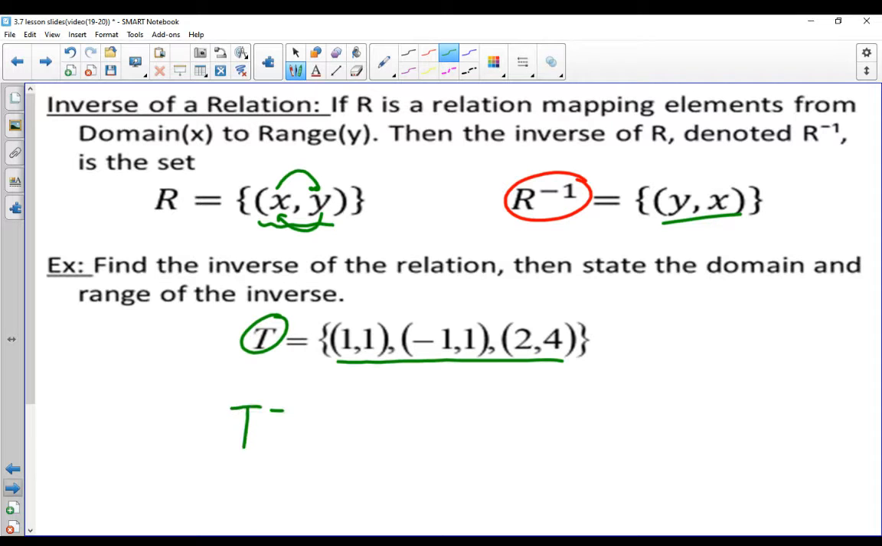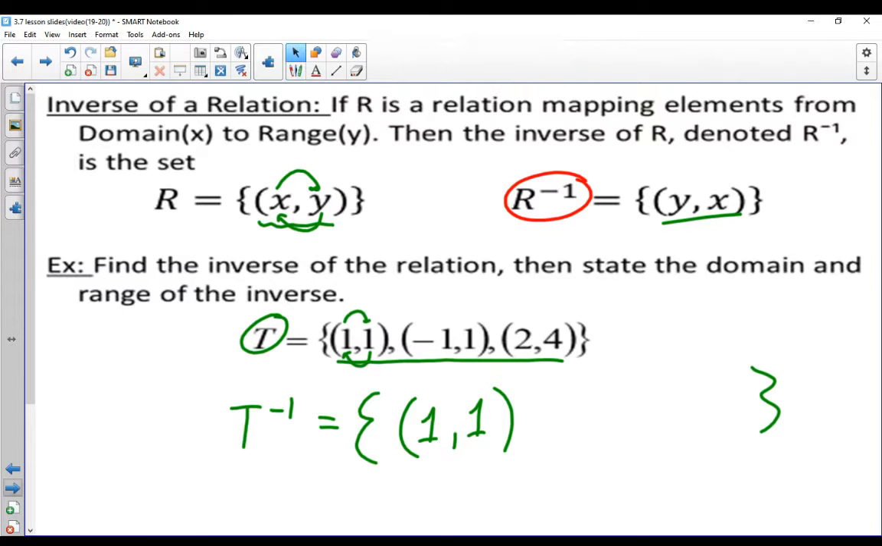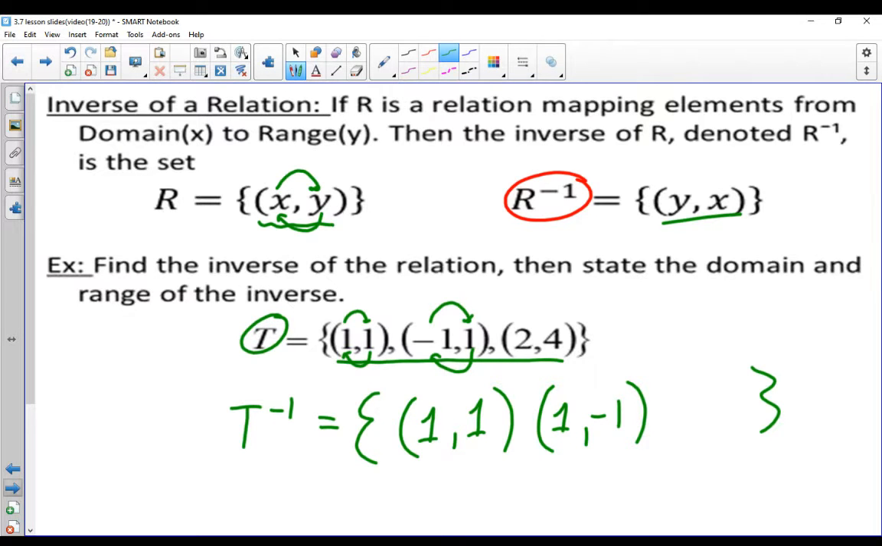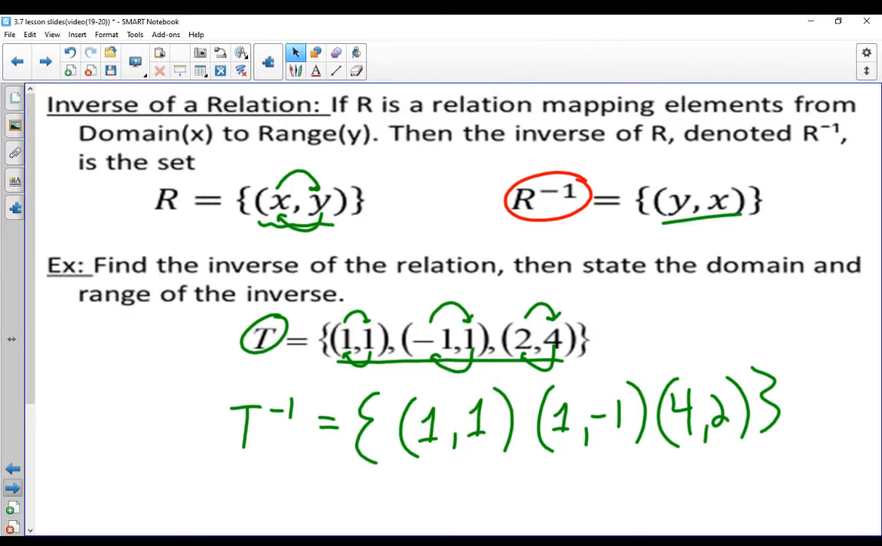So say, for example, you have this relation T with these 3 ordered pairs. And what if I asked you to find the inverse? Well, it's as easy as it sounds. Take your first ordered pair, switch the values around. If you switch 1 and 1 around, you technically still get the same point. But if you switch the -1 and the 1 around, your -1 is in the back, your +1 is in the front. And then your 2 and the 4 would switch, and you'd have 4, 2, and that would be your inverse.